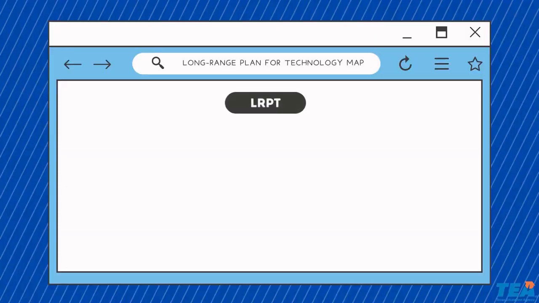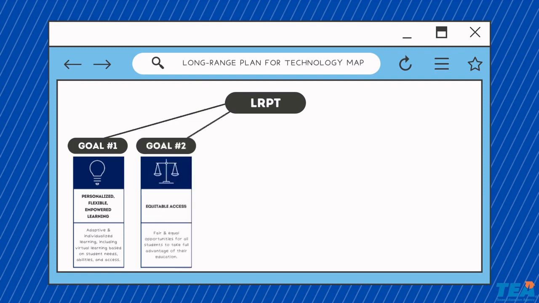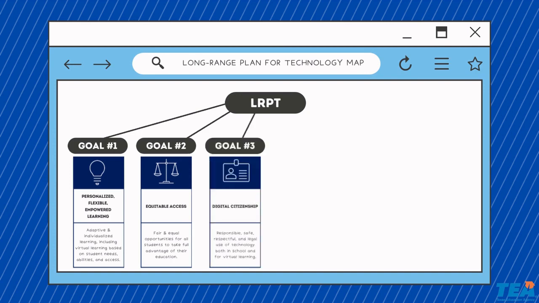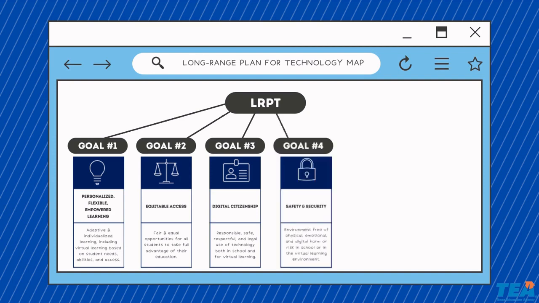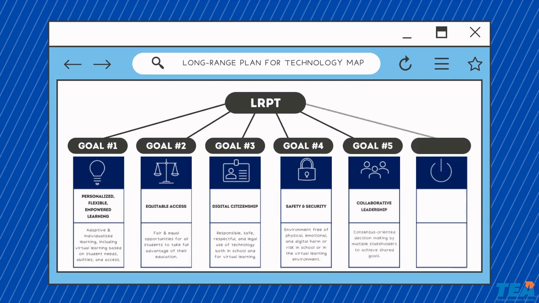Remember, the LRPT is first broken down into 6 strategic goals, incorporating statewide trends in technology. Goal number 1, personalized, flexible, empowered learning. Goal number 2, equitable access. Goal number 3, digital citizenship. Goal number 4, safety and security. Goal number 5, collaborative leadership. Goal number 6, reliable infrastructure.